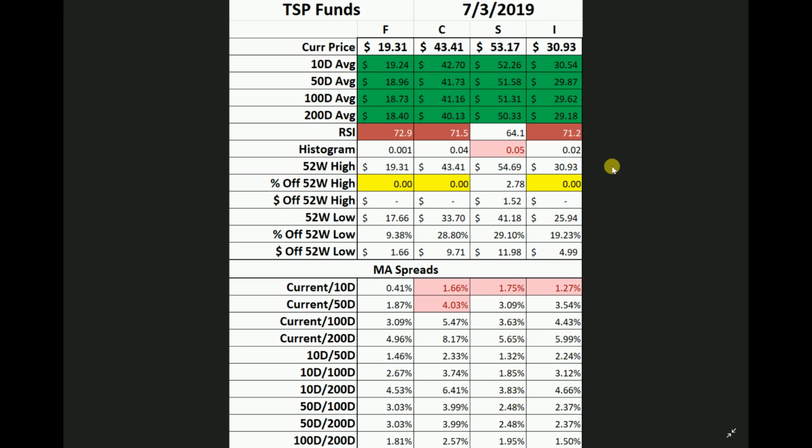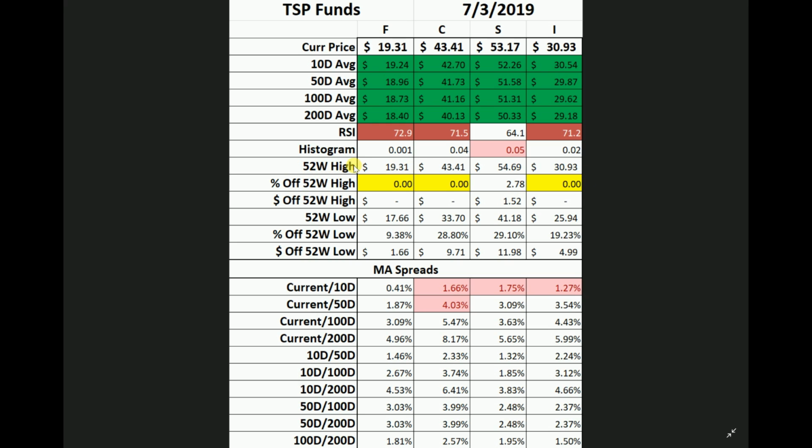But that's another indication that we're probably getting toward the back end of at least the current rally. It doesn't mean that we're going to see a downtrend next. Like I said, it could hover for a little bit and then continue upward. So just keep watching.